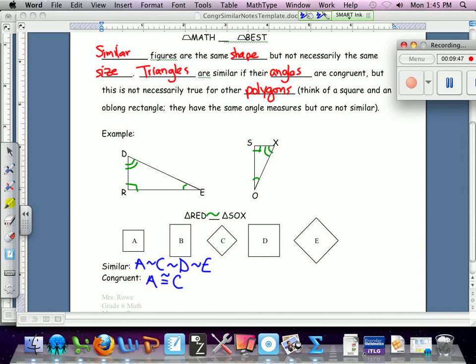So a whole square is a rectangle, but a rectangle is only a square if it meets criteria. Anything that's congruent is automatically similar, but it's only congruent as well if it's, you know, the same size. Are there anything else that are congruent? Yes, sir. D. Ooh, yeah, both of you got it. D is congruent to E. So A is congruent to C, and D is congruent to E.